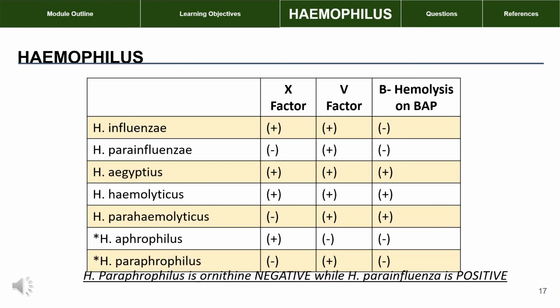In this slide, you can see a table containing the X factor, V factor, and beta hemolysis on BAP results. This will help you memorize the positive and negative test results of the species of the genus Haemophilus. What you also need to take note of is that Haemophilus paraphrophilus is ornithine negative, while Haemophilus parainfluenzae is positive.